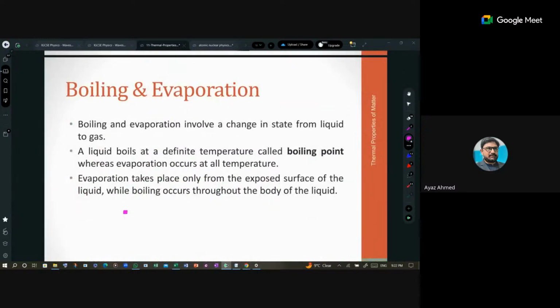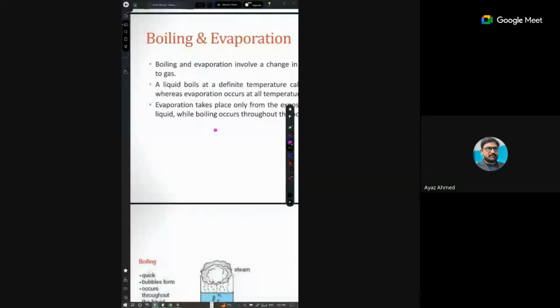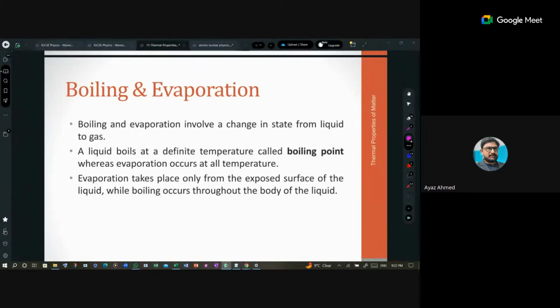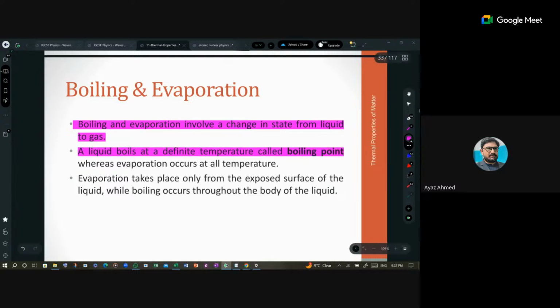Then we have boiling and evaporation. Yes, this is a very important topic because so many questions are asked from it. Boiling and evaporation both involve the change in state from liquid to gas. This is the similarity between the two. A liquid boils at a definite temperature called the boiling point, whereas evaporation occurs at all temperatures. This is the first difference. Evaporation takes place only at the surface, whereas boiling takes place throughout the liquid.